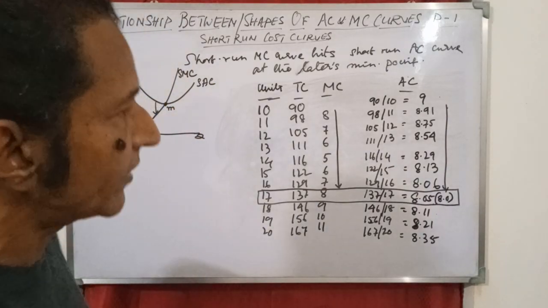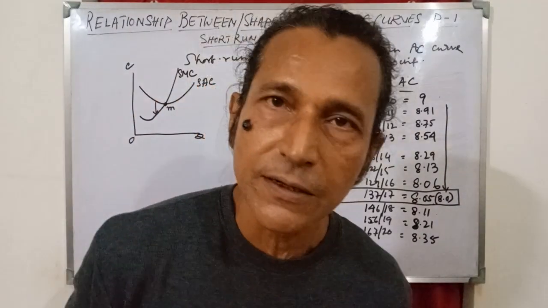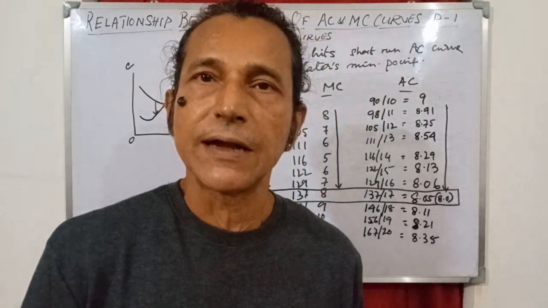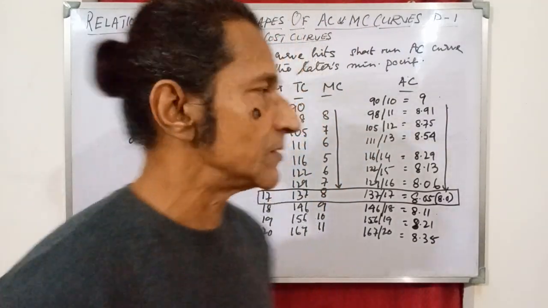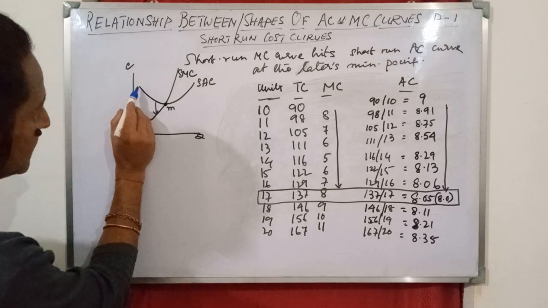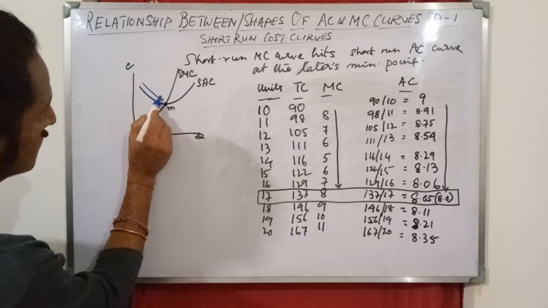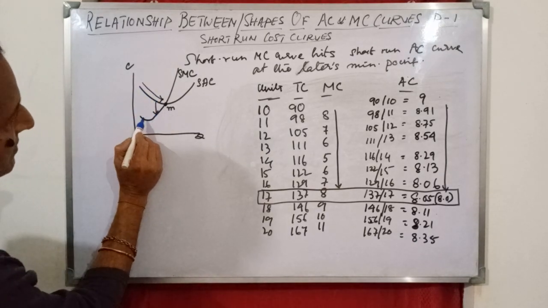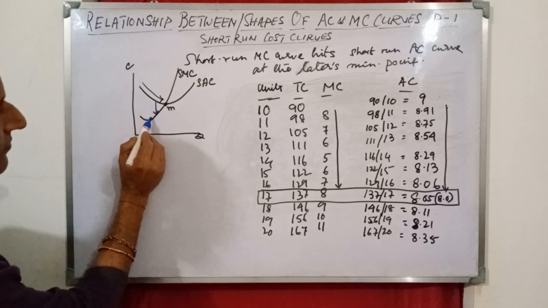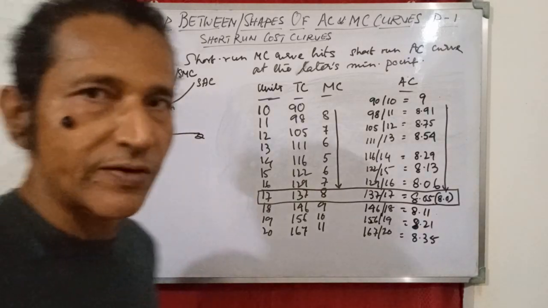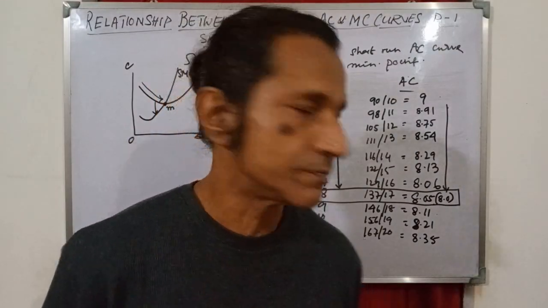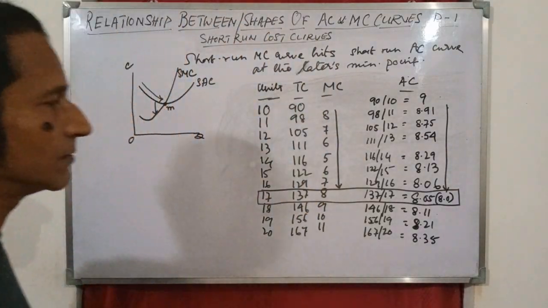That means when the average cost is falling, the marginal cost curve lies below the average cost curve. So, here average cost is falling and the marginal cost curve lies below the average cost curve. So, the first hypothesis is proved to be true.